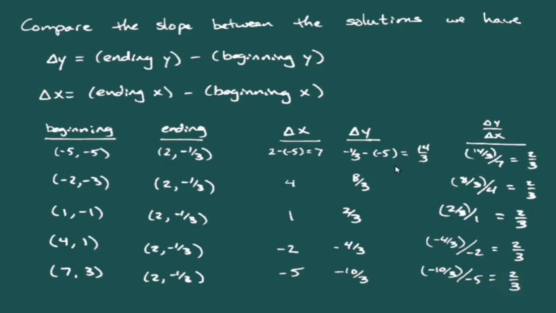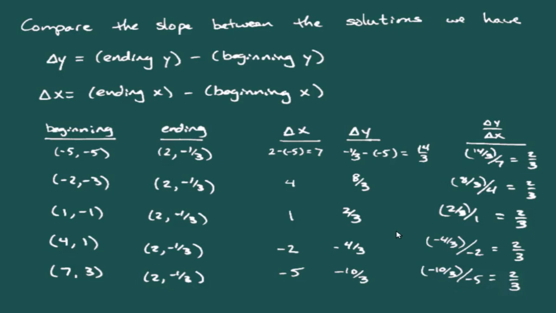And we continue this process for each one of those points. So our change in x values are 7, 4, 1, -2, and -5. For our change in y values, we've got 14/3, 8/3, 2/3, -4/3, and -10/3. Now, if you're watching this, I would invite you to go through and copy those, reproduce those calculations for yourself and actually convince yourself that, yes, that really does work.